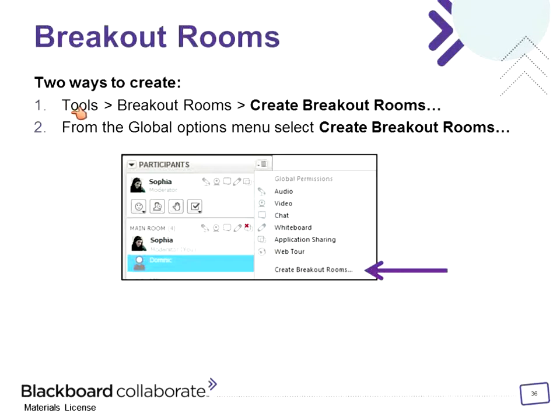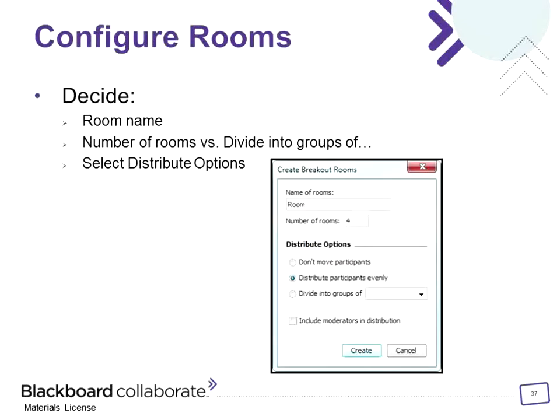Now to create a breakout room, I can either go to the Tools menu at the top of the screen, select Breakout Rooms, Create Breakout Rooms, or my favorite way is to simply go to the Options menu, which is in the Participants panel, and select Create Breakout Room. Once I do that, I'm going to get this menu. This menu is used for two purposes. I can use this menu to auto-distribute students, or I can use this menu to manually distribute students.